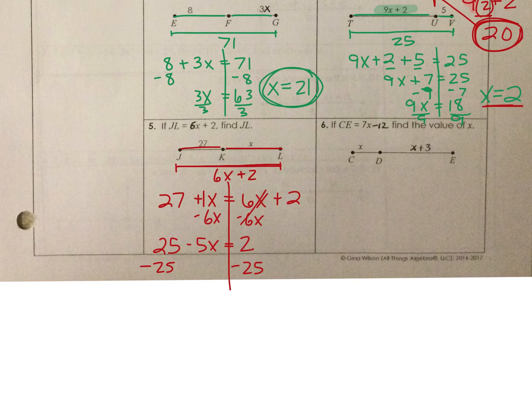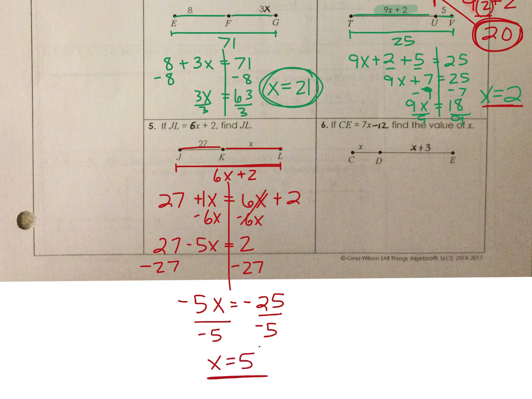Oh, that's a 27. I am so sorry. I hope y'all figured out that I screwed up. 27, subtract 27. So now I have negative 5x equals negative 25. Divide. X equals 5. Okay, I figured out x, but the directions are asking find JL. That's that whole thing right there.